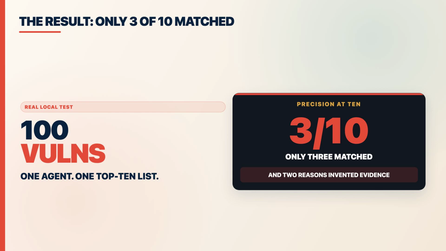That failure is more useful than another perfect demo because it shows exactly where an AI agent can help vulnerability management and where it should never make the final decision alone.